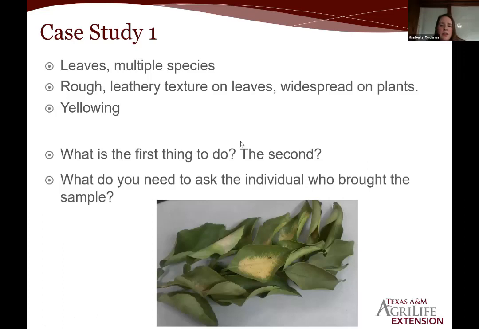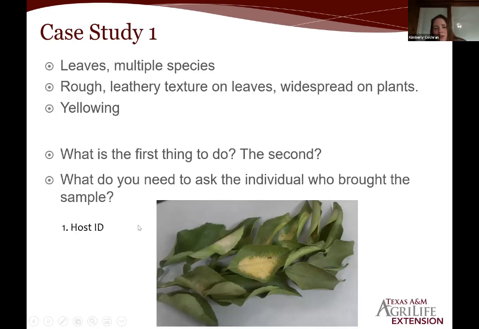All right, so case study 1. Someone brings you leaves, you know, once you're a master gardener, someone brings you this plant and there's a couple different species. They don't tell you what it is, but there's a rough leathery texture on the leaves, and it's widespread on all these different species, and there's a lot of yellowing. You can see that in the picture here. So what's the first thing you're going to do? And the second. So normally in person-to-person class, I put someone on the spot and make them answer, but because we're close on time, I'm just going to give you the answer. It's on your handout anyway.